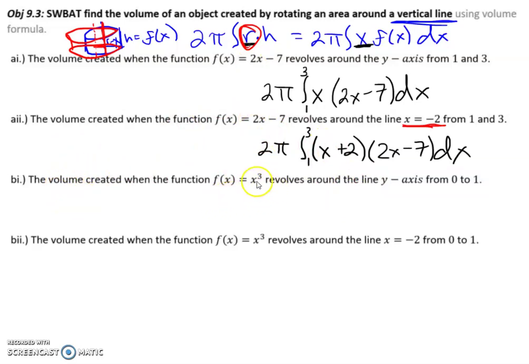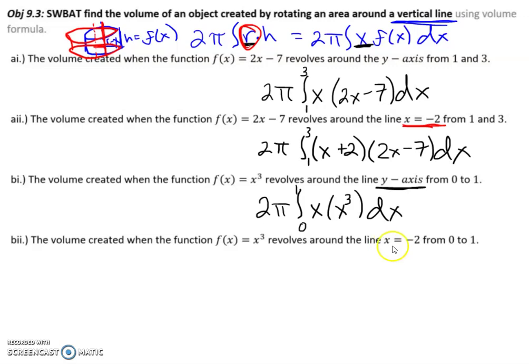Our next example is the same idea. We would set this up 2 pi integral from, let's see, they said 0 to 1. X is our radius. It's revolving around the y-axis, so that would just say x. And then our function value is x cubed dx. If you wanted to integrate, you could. You'd have to turn that into x to the 4th first.